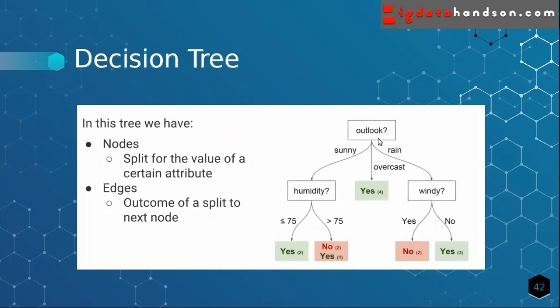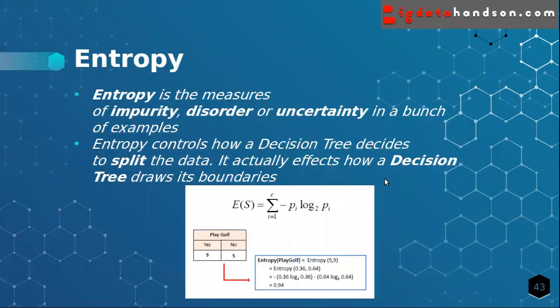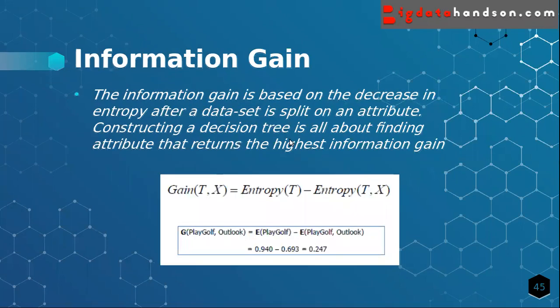Okay, and then the next attribute, what is selected? It is humidity, right? So humidity is the next attribute. That means after the outlook, the humidity has the highest information gain. Then again we have windy. Okay, so that's how the selection of attribute is controlled by the information gain.